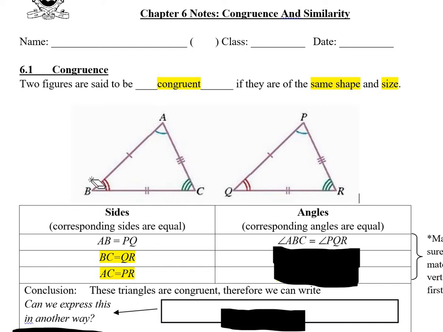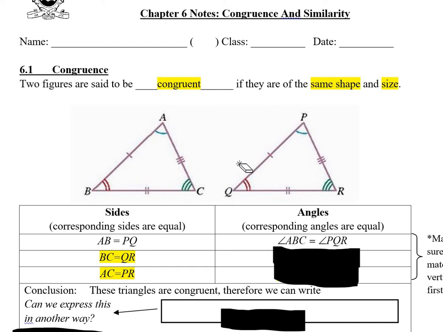Now other than the sides, the angles are also equal, but take note, only corresponding angles are equal. So what does it mean? We look at here. Angle ABC is equal to angle PQR. Now ask yourself this question. Is angle AB, sorry, it's not ABC, PQR. I'm sorry, I'm looking at the wrong one, but here, angle ABC, which is the red angle, is equal to angle PQR, the red angle again.